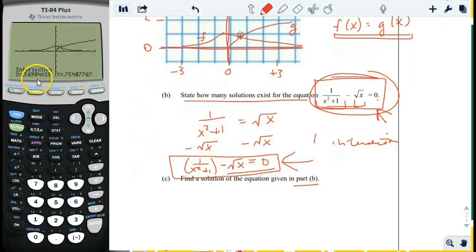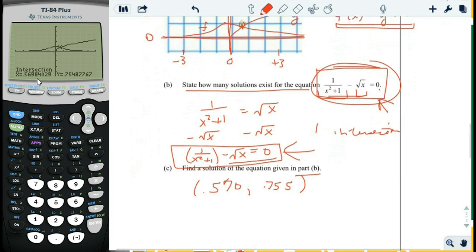And since there's only one intersection point, we don't need to be too specific with where the guess is. The intersection, it turns out, is 0.569 or 570, comma, 0.755. Okay? And in this case, x is equal to 0.570, and that's all they really need because they didn't ask for the intersection point. They asked for what x makes this true. And the x that makes that true is 0.570. Okay? Which also happens to be the x value for the intersection. And that's it.